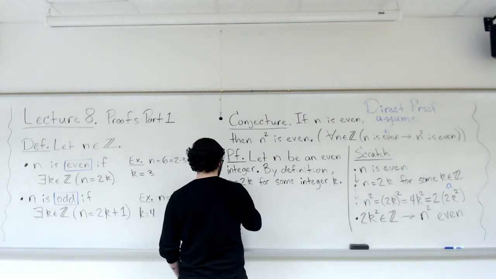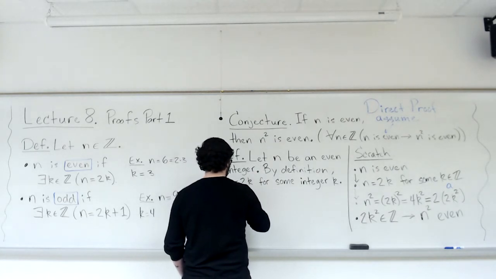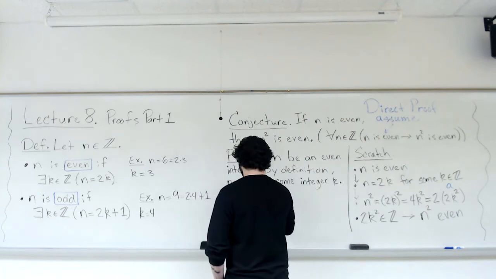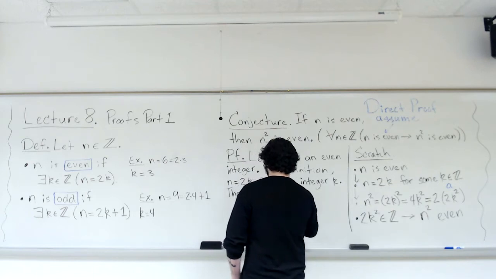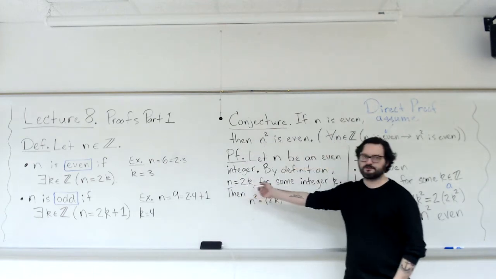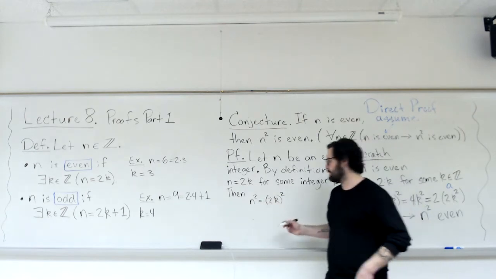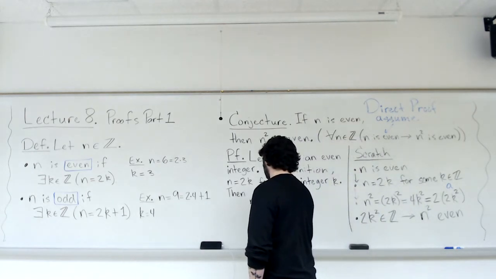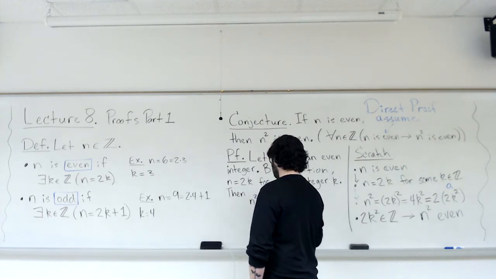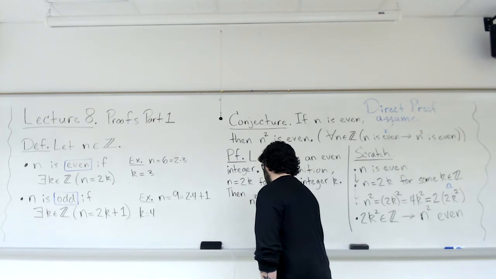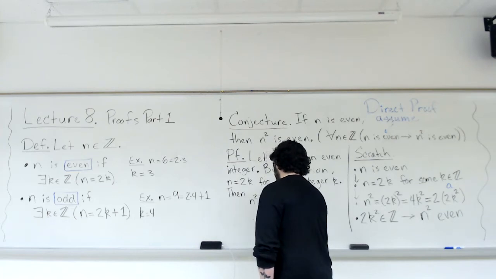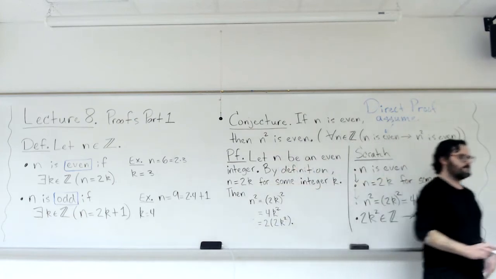So then n squared is equal to 2 times k all squared. That's clear because n is equal to 2k, so n squared is equal to that squared, right? And then with some algebra, this becomes 4k squared. And then if we factor out a 2, we get 2 times 2k squared. Okay.